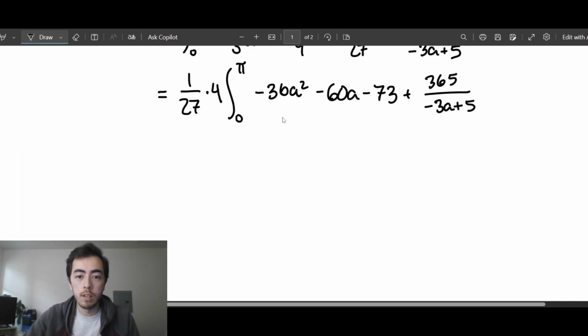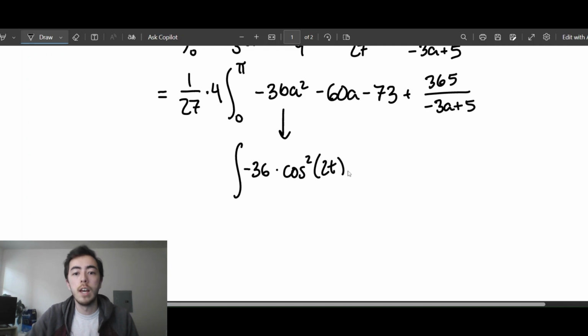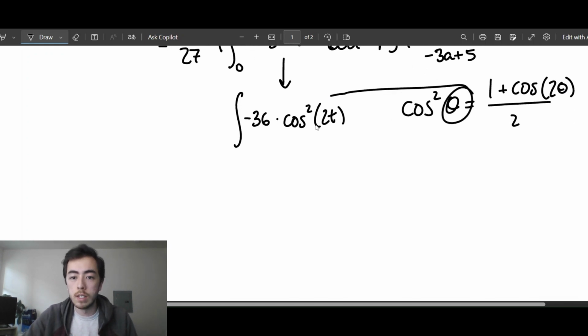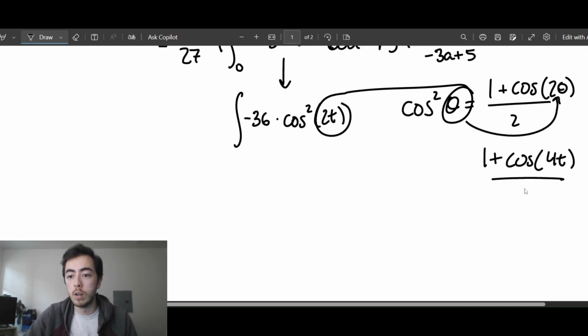So when I sub it back in right here, I will get some kind of integral of negative 36 times cosine squared of 2t. And the best way to integrate a cosine squared is to think of a cosine squared identity. You could prove this to yourself by graphing or other trig ways, but we could rewrite it as 1 plus cosine of 2 theta all over 2. And since our theta here is 2t, I will actually get 1 plus cosine of 4t over 2 when I'm subbing in for this cosine squared of 2t.